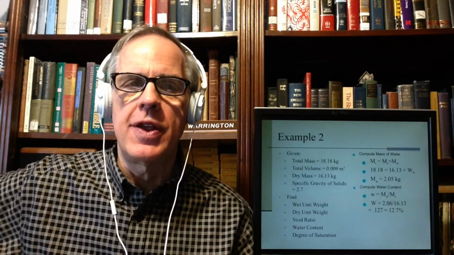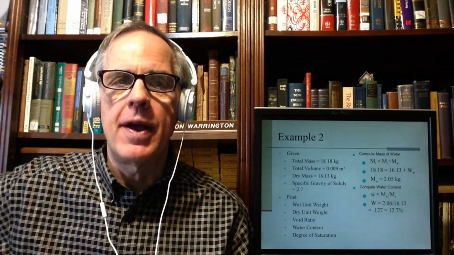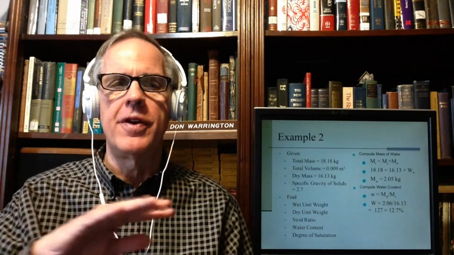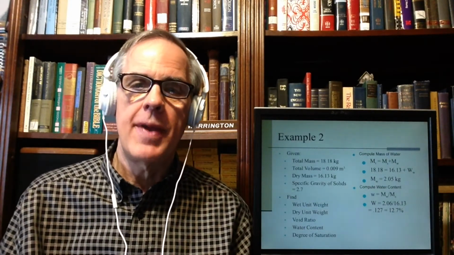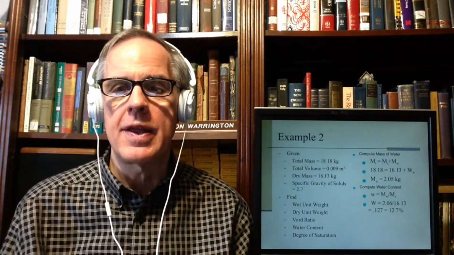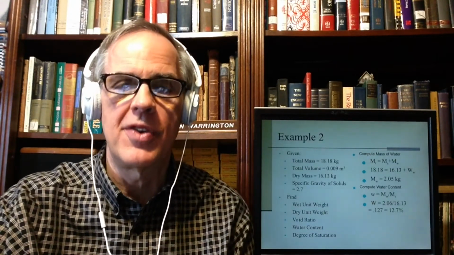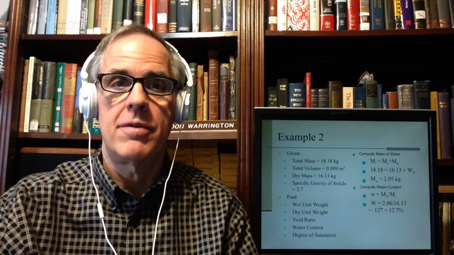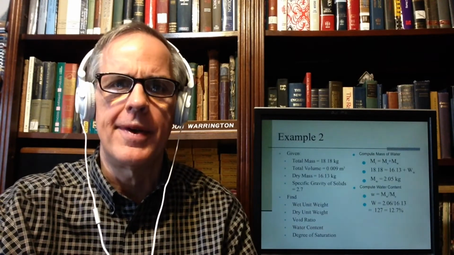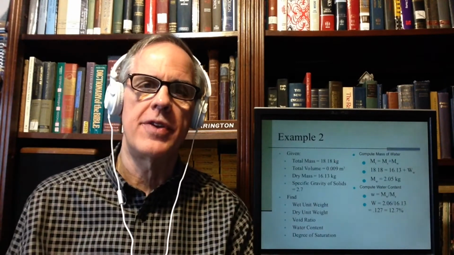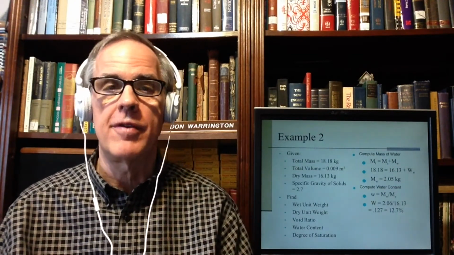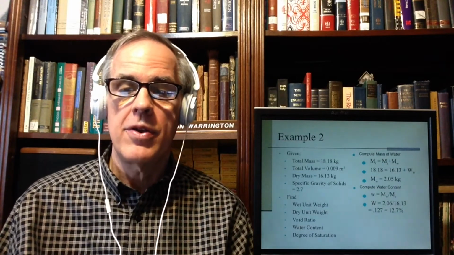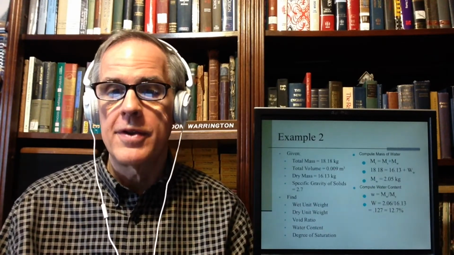The next issue, we're going to use the MKS system. In years past with this problem, I converted this over to true SI unit weights. We're not going to do it that way this time. The total mass of a sample is 18.18 kilos, and the total volume is 0.009 meters cubed. You just look at me and say, is he kidding or what? Well, he's not really, but that is the volume of a standard compaction mold, which we'll talk about when we get to compaction. The dry mass is 16.13 kilos, and the specific gravity of the solids is 2.7. Find the wet unit weight, the dry unit weight, the void ratio, the water content, and the degree of saturation.